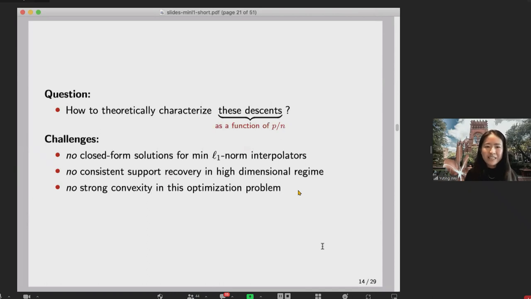There are a few key challenges. For example, there is no closed-form solution for the minimum L1 norm interpolators, unlike the minimum L2 norm interpolators. There is also no consistent support recovery in the high-dimensional regime when the sparsity is proportional to the number of features. And there is no strong convexity or restricted strong convexity in this optimization problem. So how do you characterize the behavior of this estimator? These are just several key challenges.